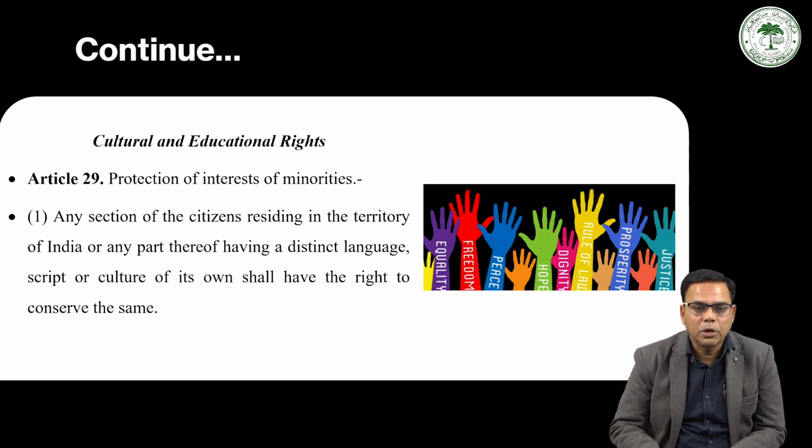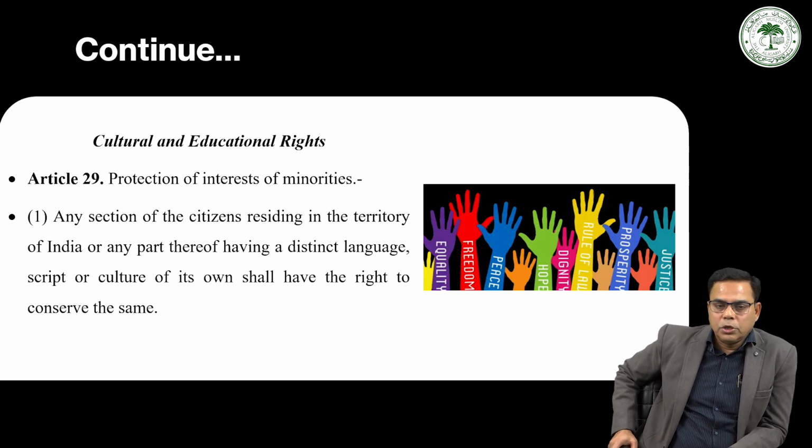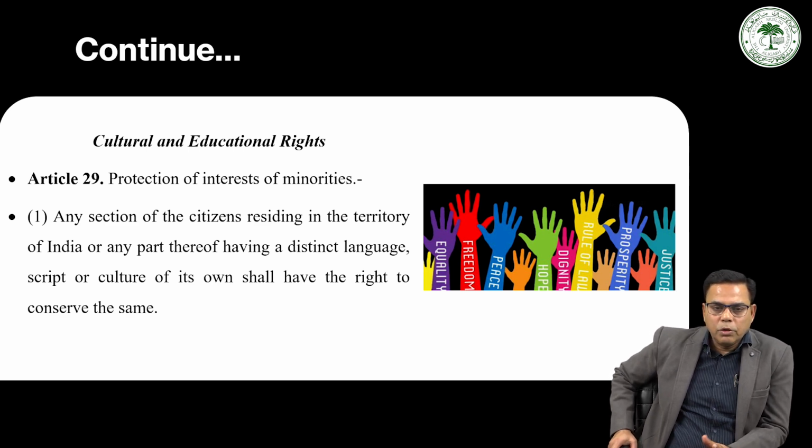And now we are coming to cultural and educational rights. Article 29, protection of interest of minorities. You see the marginal heading of this article is cultural and educational rights. And what is the subheading? Protection of interest of minorities. So that contradiction you will find, that any section of the citizens residing in the territory of India or any part thereof having a distinct language, a script or culture of its own shall have the right to conserve the same. So any section of citizens, it means protection of interest of minorities, the title is there, but it is there for any section of citizens.